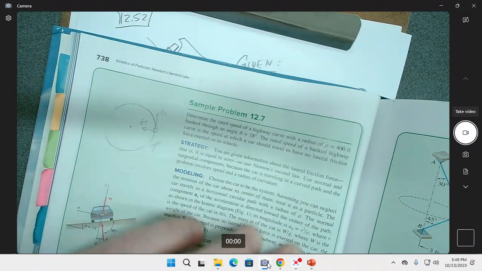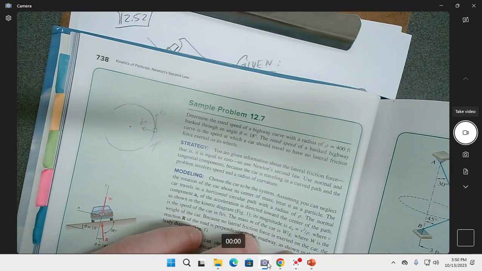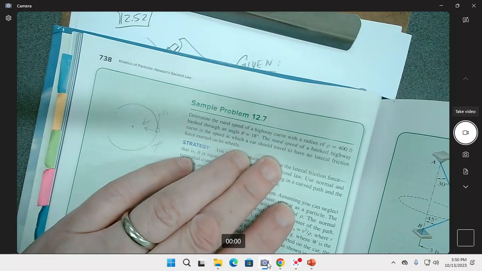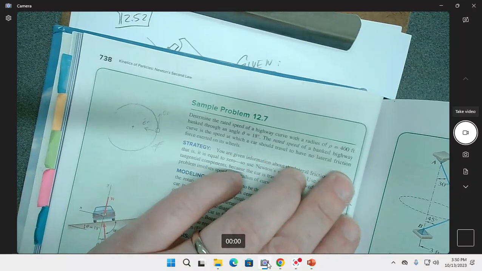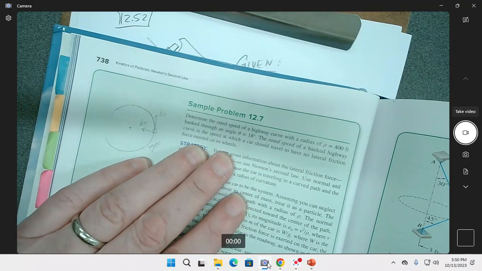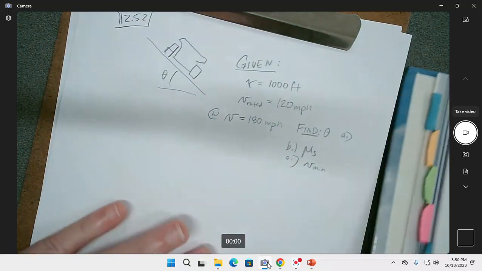The rated speed. Determine the rated speed of a banked highway, which is the speed at which a car should travel around a curve to have no lateral friction force exerted on its wheels. Okay.